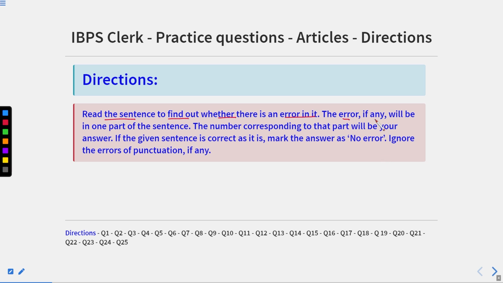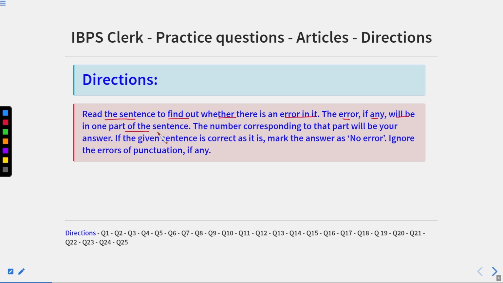The error, if any, will be in one part of the sentence. It means you need not explore each and every part. In fact, you need to explore each and every part, but you should be assured that only one part will contain the error, not all the parts. Only one part is there that can contain error. The number corresponding to that part will be your answer. It means the number that is against that particular part, or written corresponding to that particular part that contains the error, will be our answer.